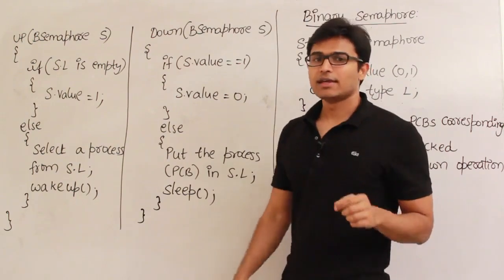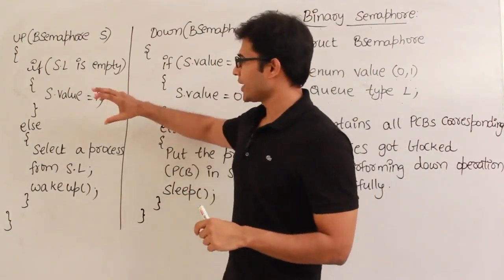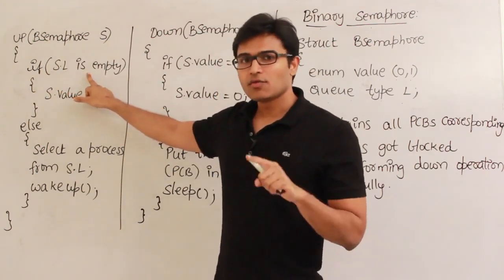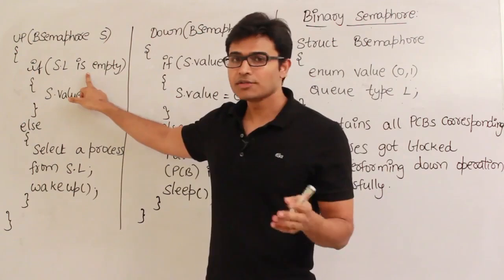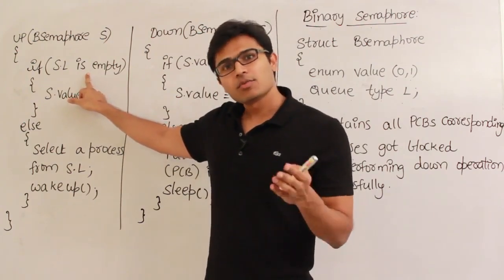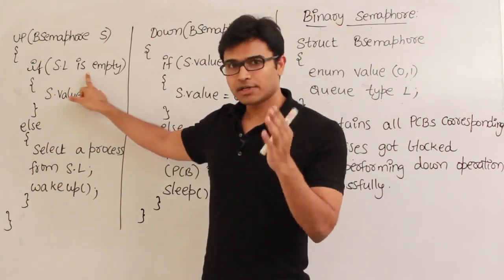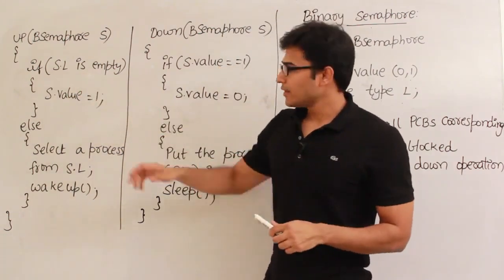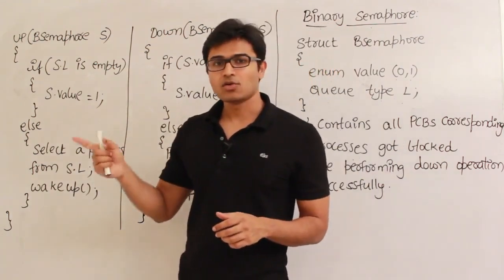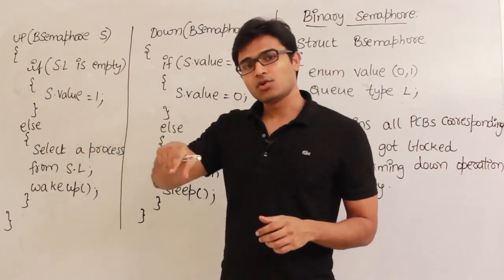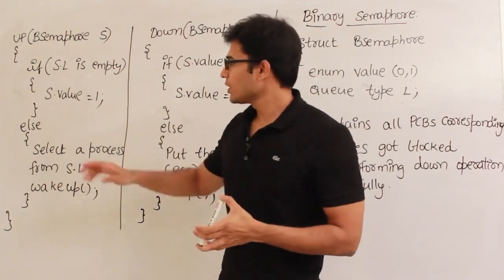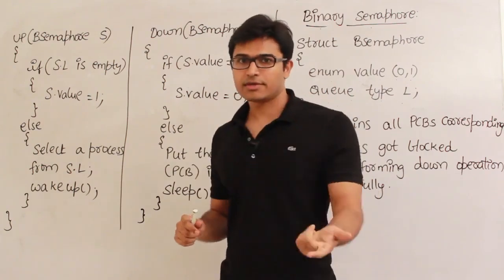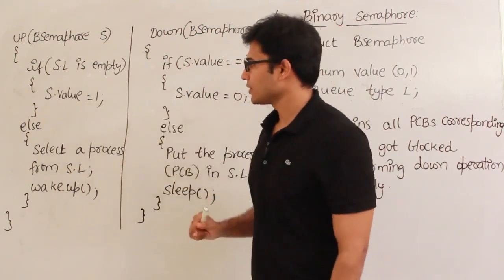Are you understanding this? It is somewhat difficult to understand, so I'll repeat again. See, if S dot L equal to empty, it means that no process is blocked as of now. How is it possible? It is possible because no process has ever tried once you are inside the critical section. And now once you are coming out of the critical section, it means that no one is blocked and no one has tried to enter the critical section and no one is inside the critical section also. Therefore you just make it 1 so that later any process which tries to enter the critical section will directly enter it by performing a down on it.